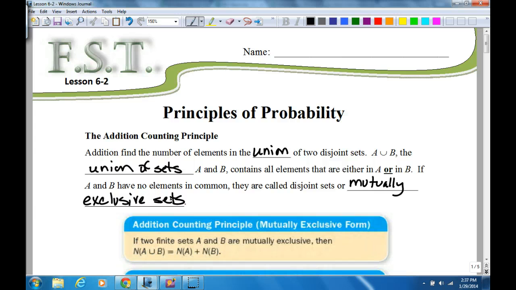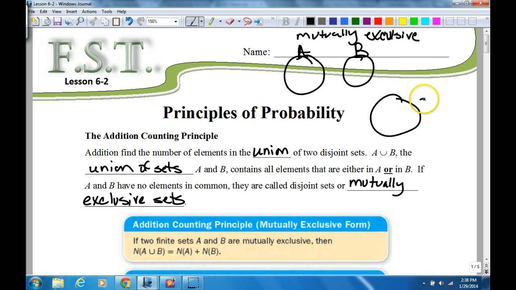Good question. So, here's what I'm going to show you. I'm going to draw a picture for you so you can see. I have two sets of information here. Here's set A, here's set B. Notice they're not touching. They have nothing in common. So, these are considered mutually exclusive. Now if they were like this, where they crossed over like a Venn diagram, then this area would be the repeats. These are not mutually exclusive.